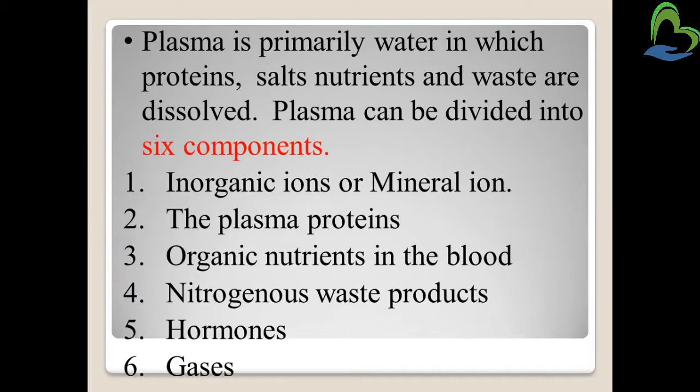Plasma can be divided into six components. The first one is inorganic ions, or we can say the mineral ions. The plasma protein, organic nutrients in the blood, nitrogenous waste products, hormones, and the gases. So in the plasma, that is the part of our blood, right? In that, these six components are present. That is gases, hormones, nitrogenous waste, organic nutrients, inorganic ions, and the plasma protein.